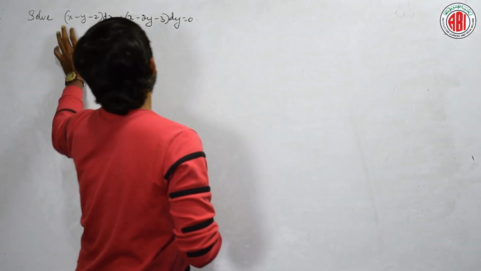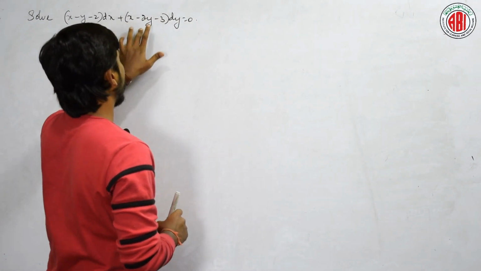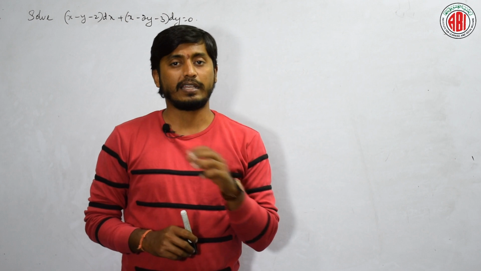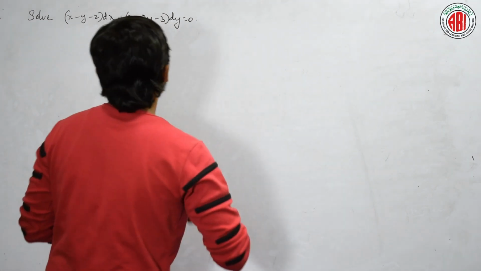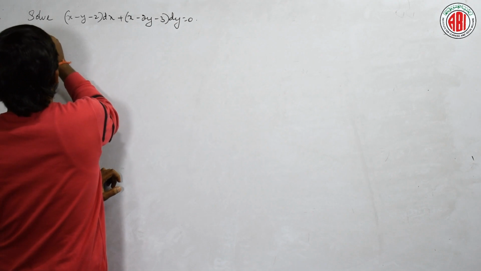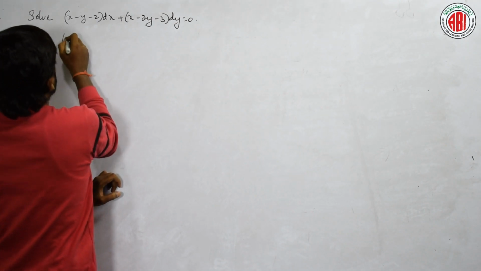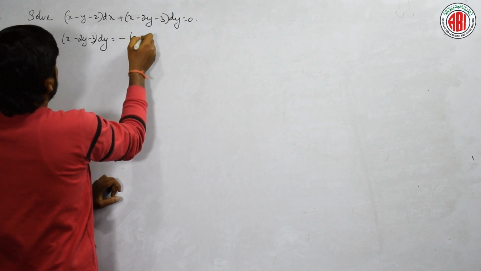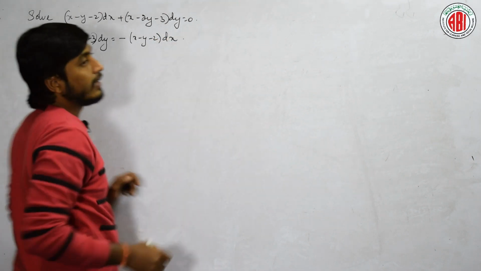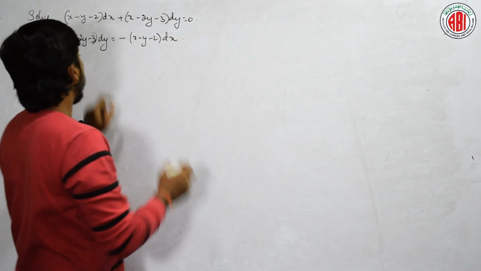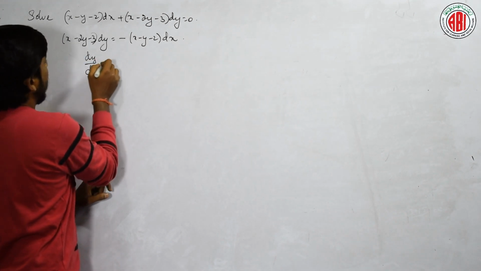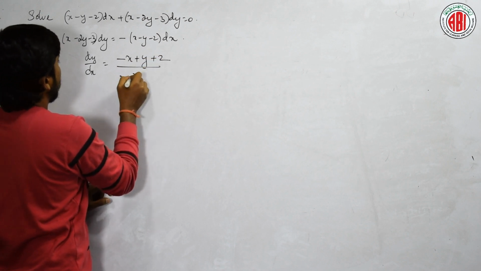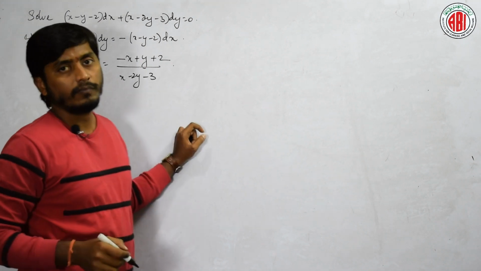He gave: solve (x minus y minus 2) dx plus (x minus 2y minus 3) dy equal to 0. So, first step is we have to write it in the form of dy by dx equal to some function, okay. So, first let us take this dx that side. So, what do we get? (x minus 2y minus 3) dy is equal to minus of (x minus y minus 2) dx, is it? So, let us write dy by dx as minus (x plus y plus 2) by (x minus 2y minus 3), is it okay?